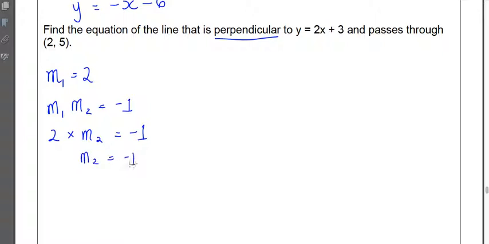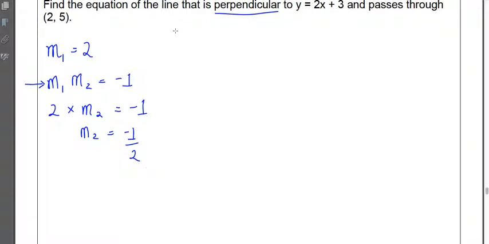Solving, we get the gradient of the line that we're trying to find must be equal to negative 1 over 2. And you'll notice that is the negative reciprocal of 2. So that's why this rule is very useful if you're not confident in negative reciprocals. Now just move that to the side. I'm going to do the rest of my workings over here. I know that the gradient is negative 1 over 2.